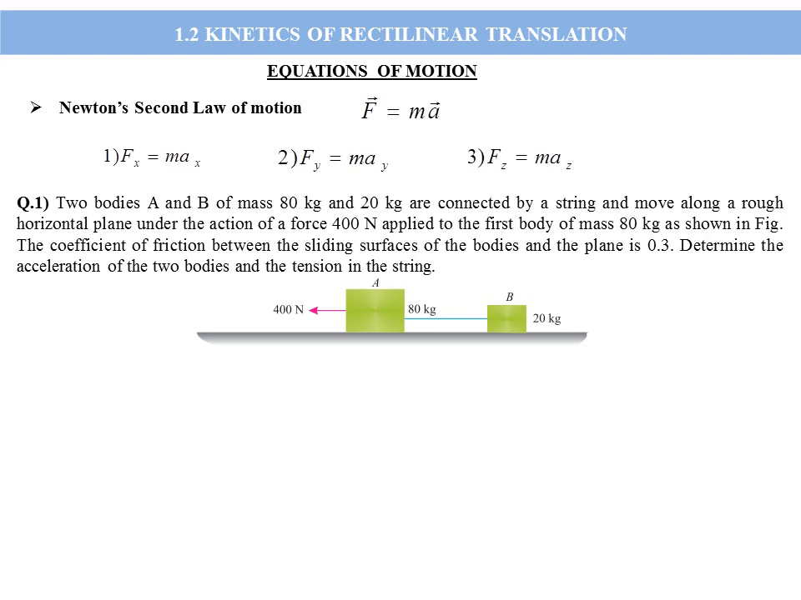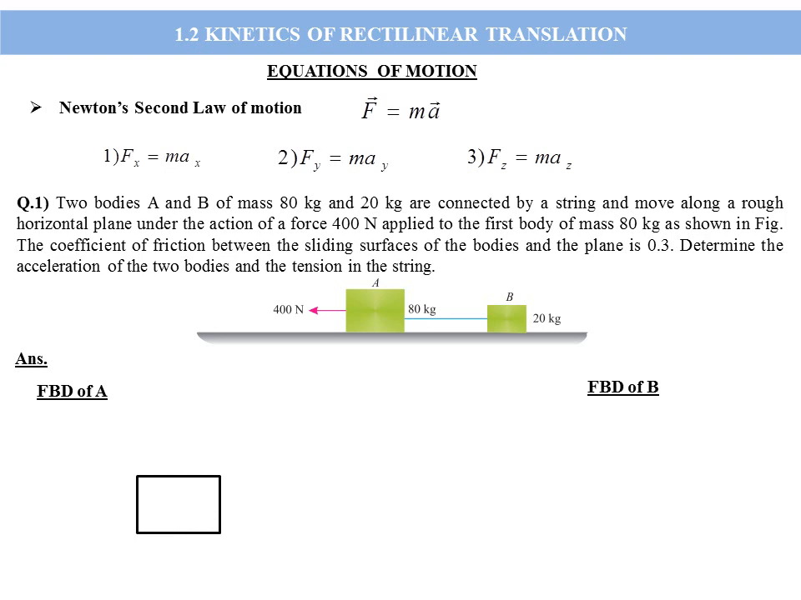That blue line is the string connecting the two bodies, 80 kilogram and 20 kilogram. Now if you look at the figure, on the left side of A, a force of 400 Newton is acting. Now you have to draw the free body diagram of A and free body diagram of B. The external force is acting on the left side, so the body A will move to the left side. Since body B is connected with A with a string, B also moves to the left side.